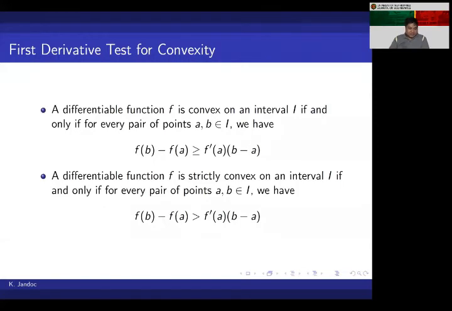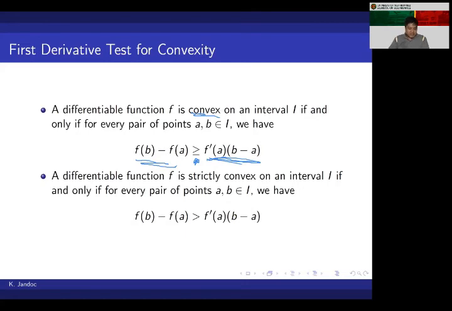Similarly and analogously, a differentiable function f is convex when we have two points A and B on an interval where f of b minus f of a is now greater than or equal to f prime a times b minus a. When it's concave, it's less than or equal. So it's convex if this one is greater than or equal to this expression over here.